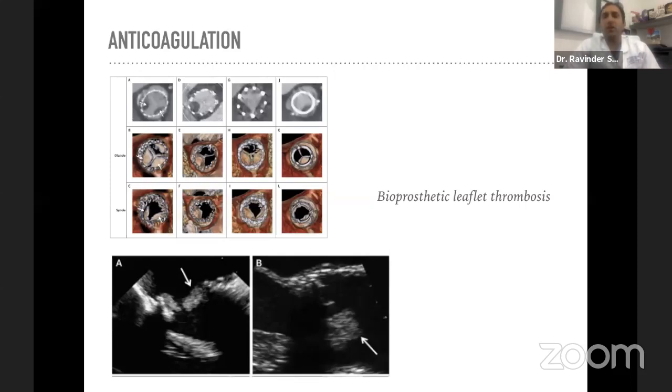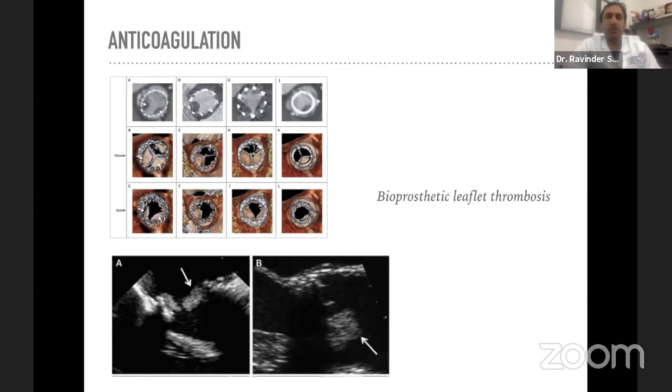But how are the surgical tissue valves managed? In the surgical tissue valves, still the majority of cardiologists and cardiac surgeons in India are giving anticoagulation for 3 months, followed by just a single antiplatelet lifelong. So do we notice any bioprosthetic valve thrombosis?